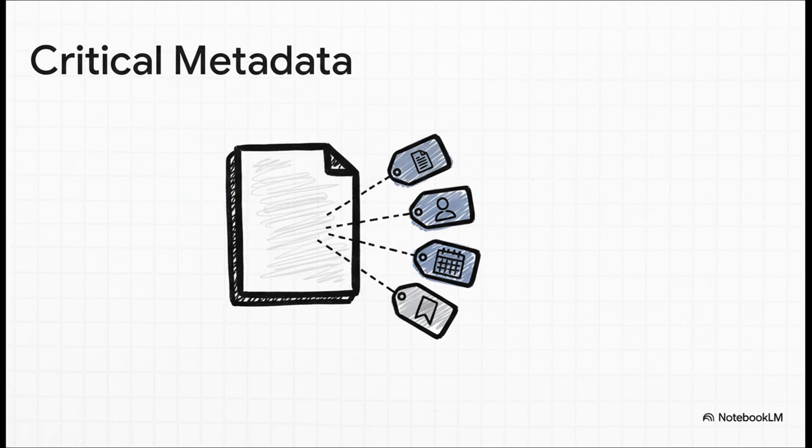So here's a crucial point. The text content is only half the story. You absolutely have to extract the metadata. Knowing the source file name, the page number, or the section heading provides priceless context that your RAG system can use to give you better and, more importantly, attributable answers.